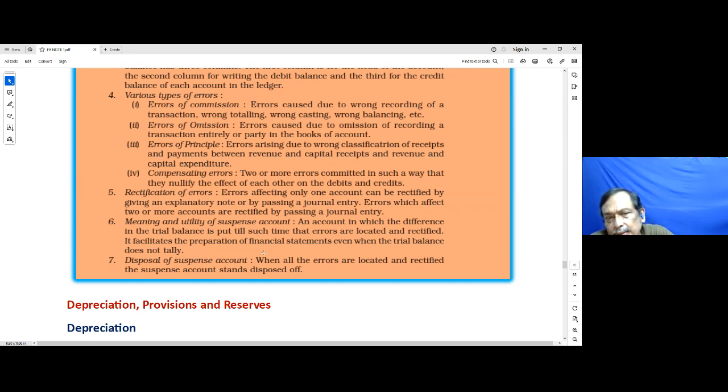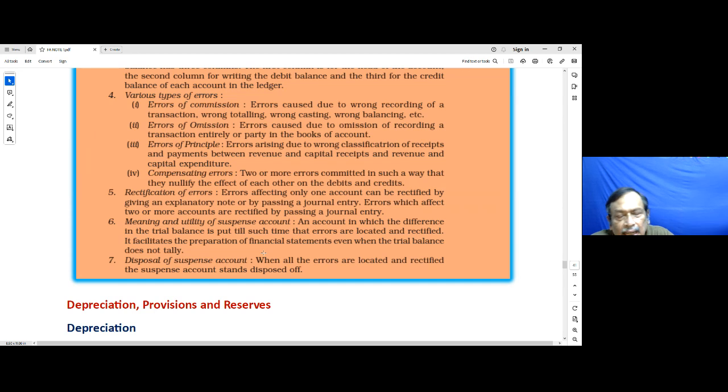Then rectification of errors. Errors affecting only one account can be rectified by giving an explanatory note or by passing a journal entry. Errors which affect two or more accounts are rectified by passing a journal entry. Then meaning and utility of suspense account, an account in which the difference in the trial balance is put till such time that errors are located and rectified.